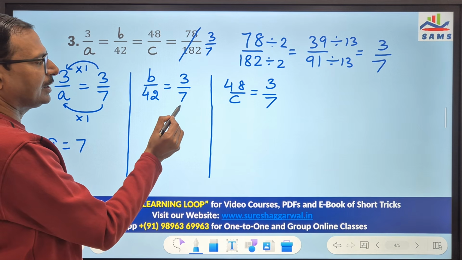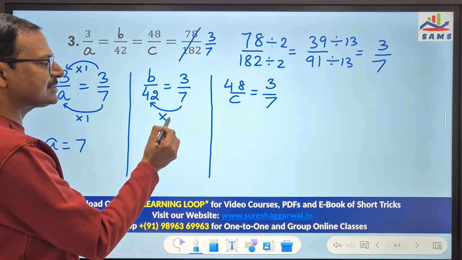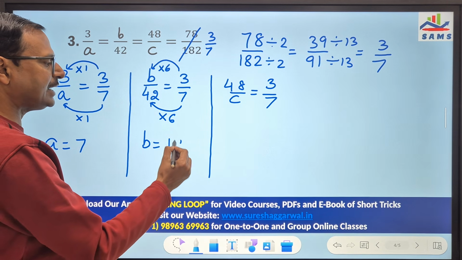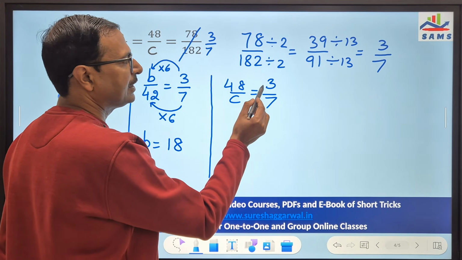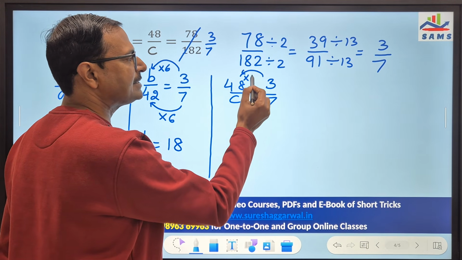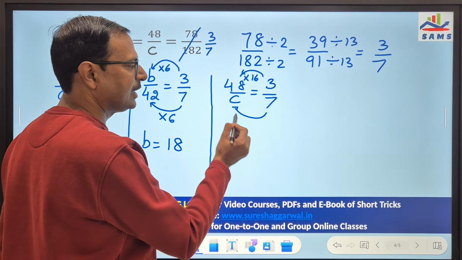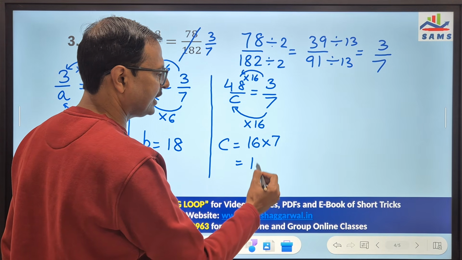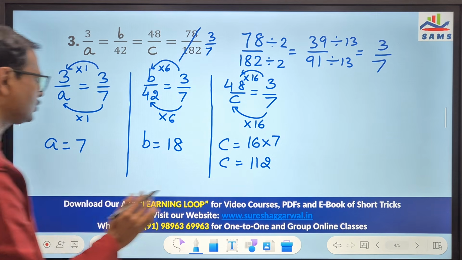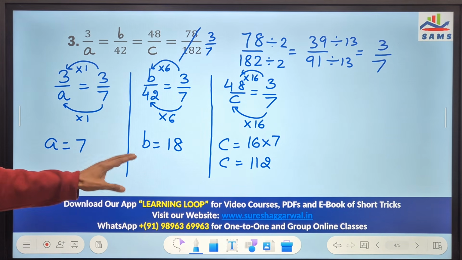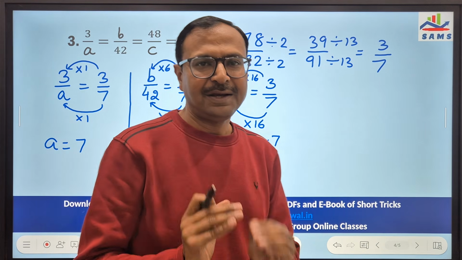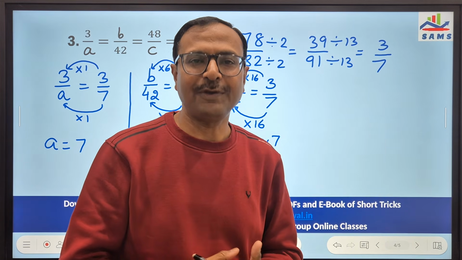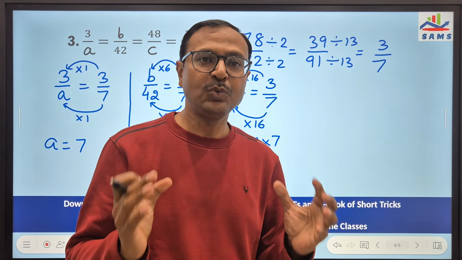How did we get 42 from 7? Multiply by 6. So multiply this by 6, you will get your answer. b equal to 6 into 3, 18. And then how did we get 48 from 3? Multiply by 16. So multiply this by 16, you will get your answer. So c will be 16 times 7, which is 112. And therefore the values of a, b, c are 7, 18 and 112. See, a little basic understanding of the previous video coupled with the understanding of equivalent fractions creates such huge comfort space.